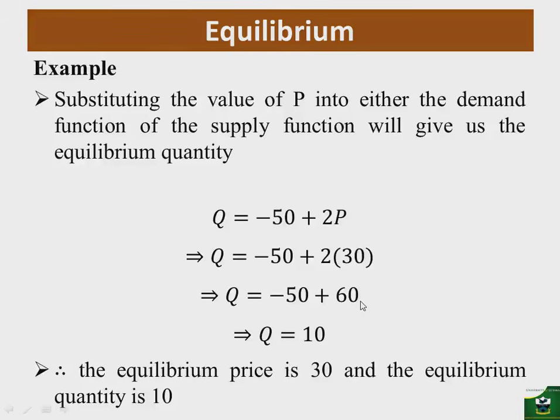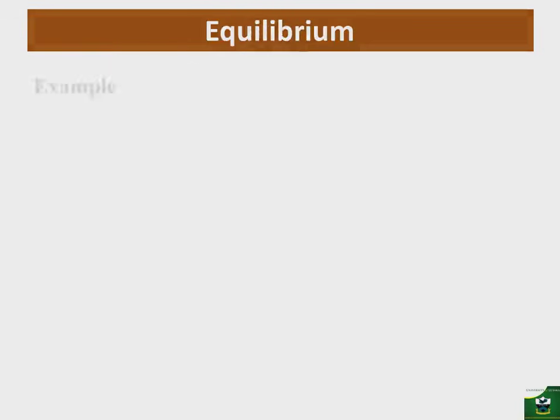So given this, we have answered part 1 of the question, which was asking us to determine the equilibrium price and the equilibrium quantity. So the equilibrium price is 30 while the equilibrium quantity is 10. We now turn to sketching the graph. So what was needed was that we sketch the graph.